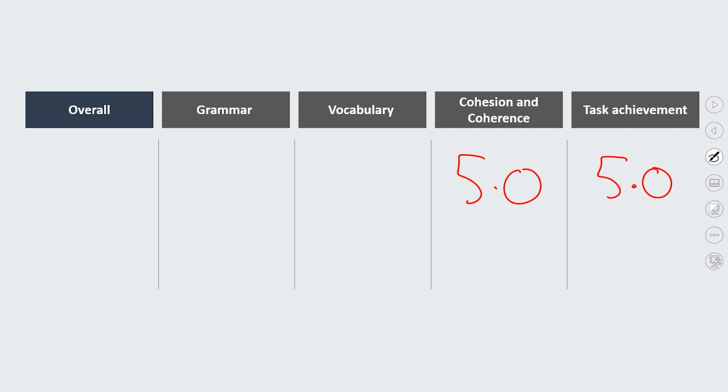The vocabulary, probably a 4.5. They didn't paraphrase that much. They repeated a lot of the vocabulary. And the grammar, probably a 5 as well, because they did repeat the same sentence structures a lot. They did try to use some more complex sentences, but it was quite repetitive. So I would give an overall 5 for this task 1.